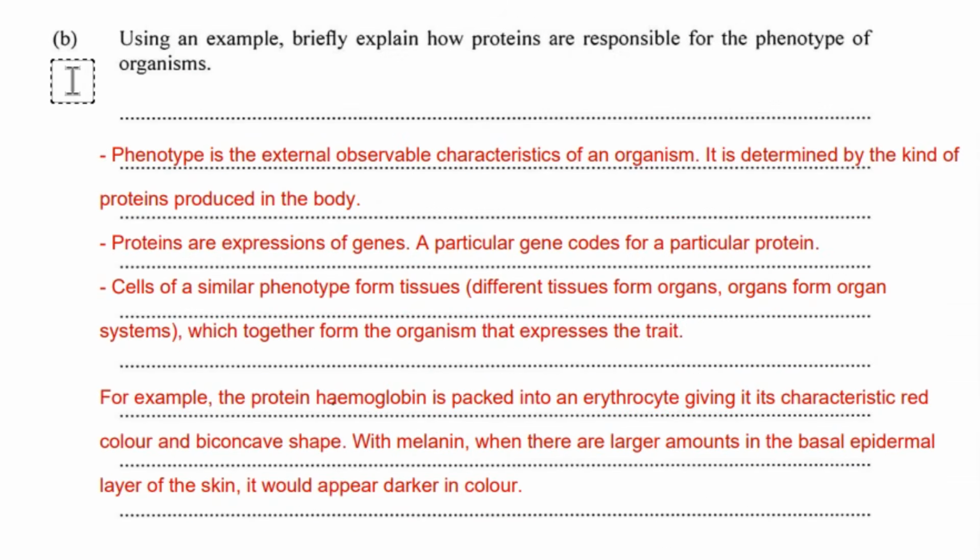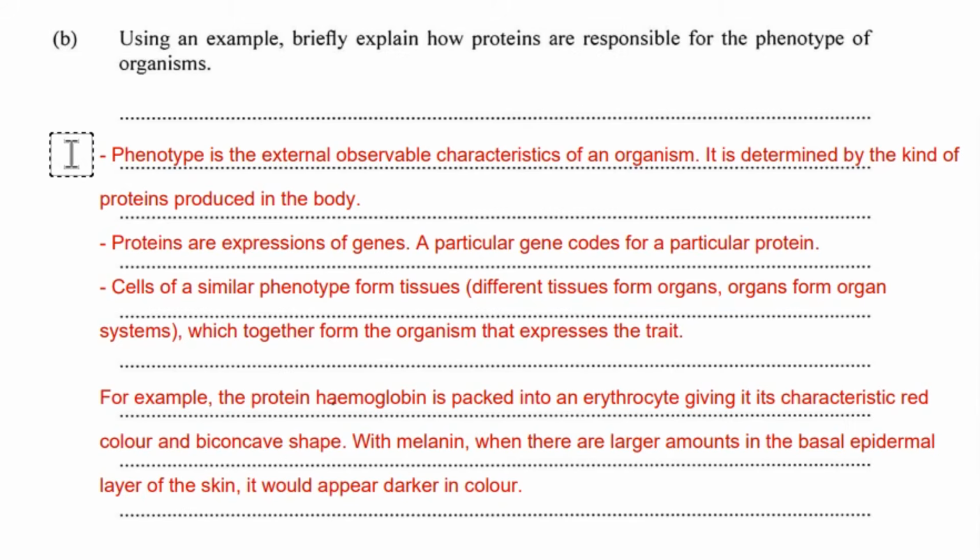Let's look at B. Using an example, briefly explain how proteins are responsible for the phenotype of organisms. This is a 5-mark question. So with this one, what you want to do is start from proteins and explain how proteins express traits, right, in cells and in an organism.